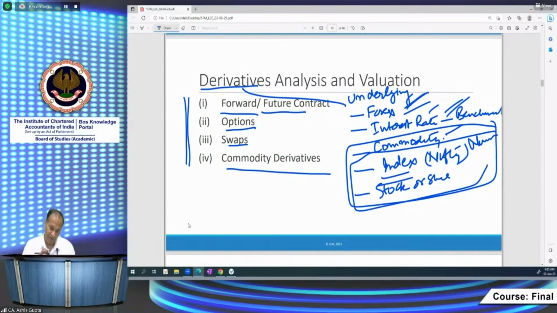In derivatives, we have also discussed the concept of valuation of derivatives. There is the valuation of options, valuation of forwards and futures, and another is the Black-Scholes model. The option pricing model has also been covered. So all these nitty-gritties have been covered in this chapter.